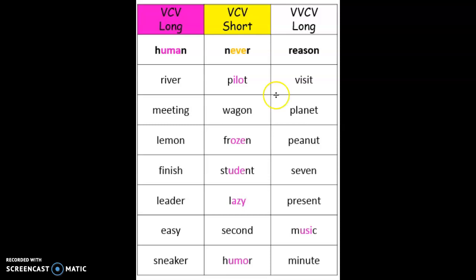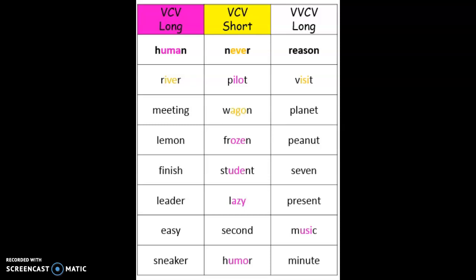Let's start with river. I-V-E follows that pattern and it's short. Your next word is visit. Vowel, consonant, vowel, a short sound. Your next word is wagon. Vowel, consonant, vowel with a short pattern.